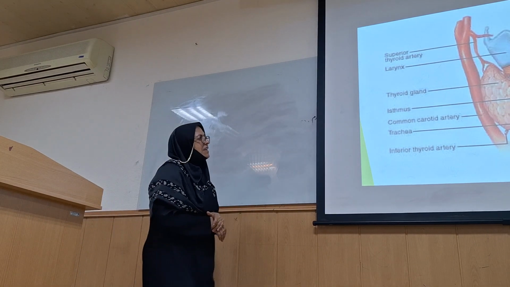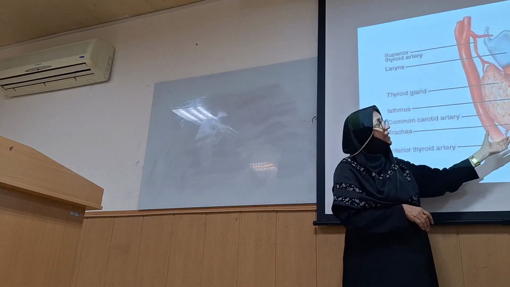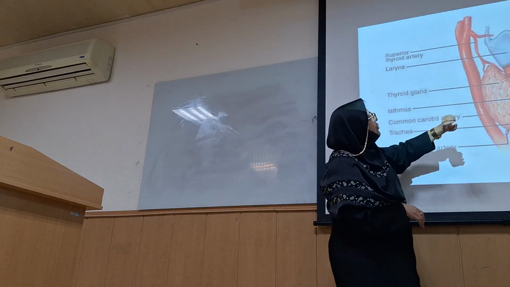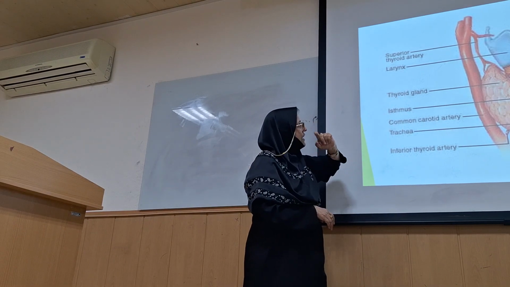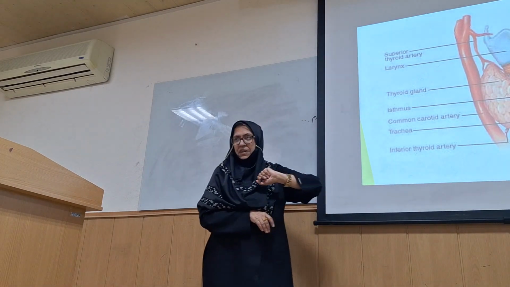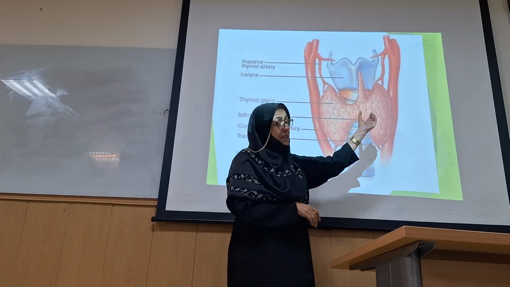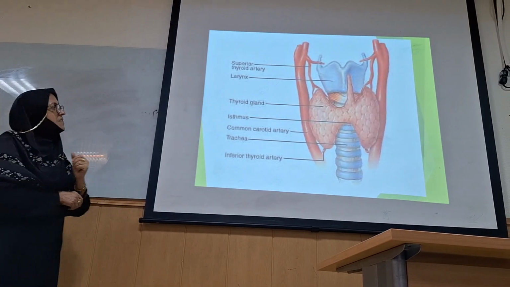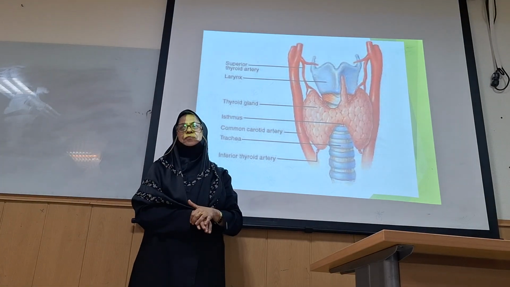Okay? In this slide, you see the anterior of the thyroid gland. In the anterior section, you see the superior thyroid artery and the inferior thyroid artery. The superior and inferior thyroid arteries supply the thyroid gland. These arteries are very, very important because they supply the thyroid gland. Do you understand?